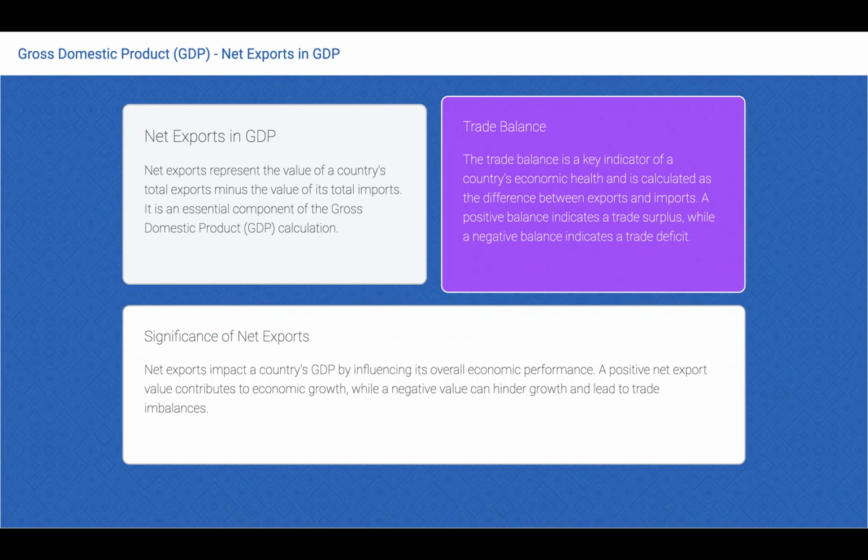On the other hand, a negative net export value signifies a trade deficit, which may have adverse effects on the economy. It is important for policymakers and economists to monitor net exports closely to ensure a balanced trade relationship with other countries. By maintaining a healthy trade balance, a country can support its GDP growth and overall economic stability.